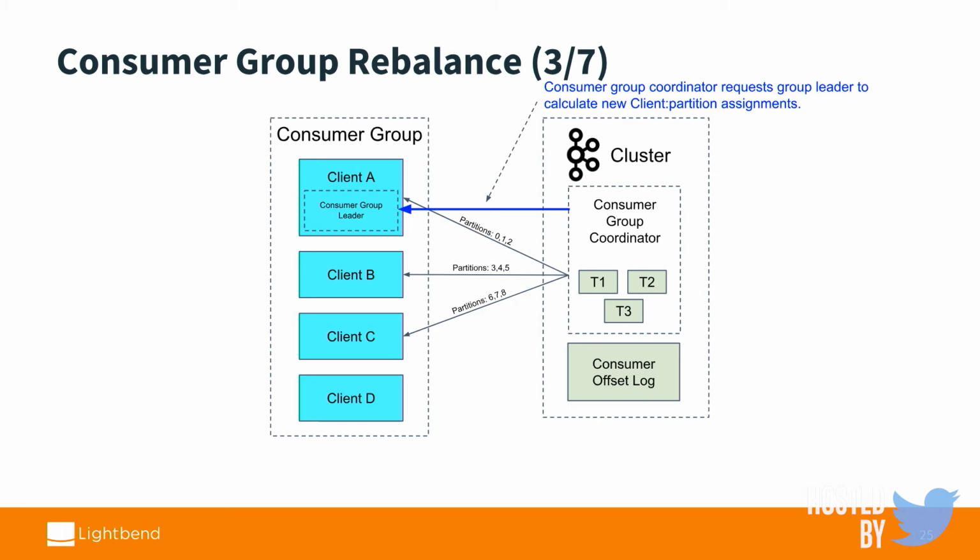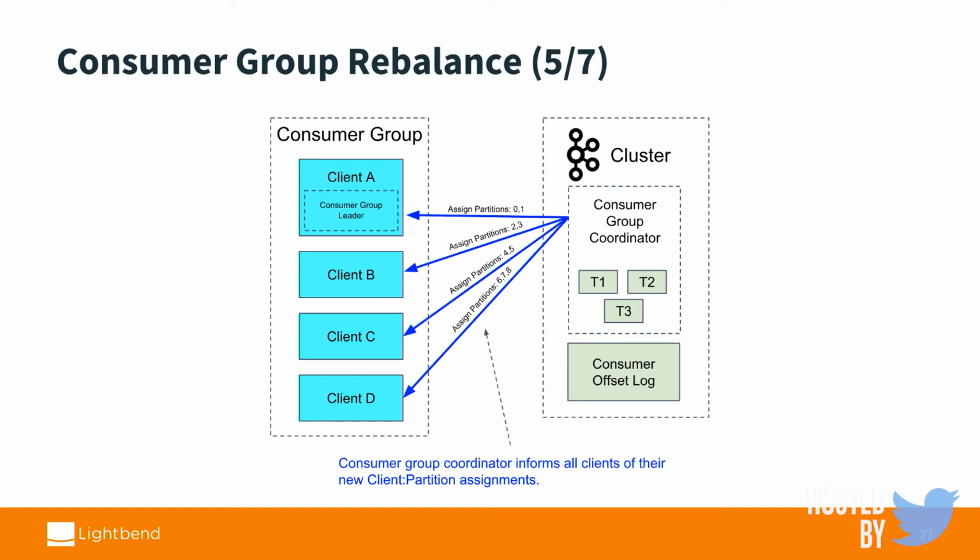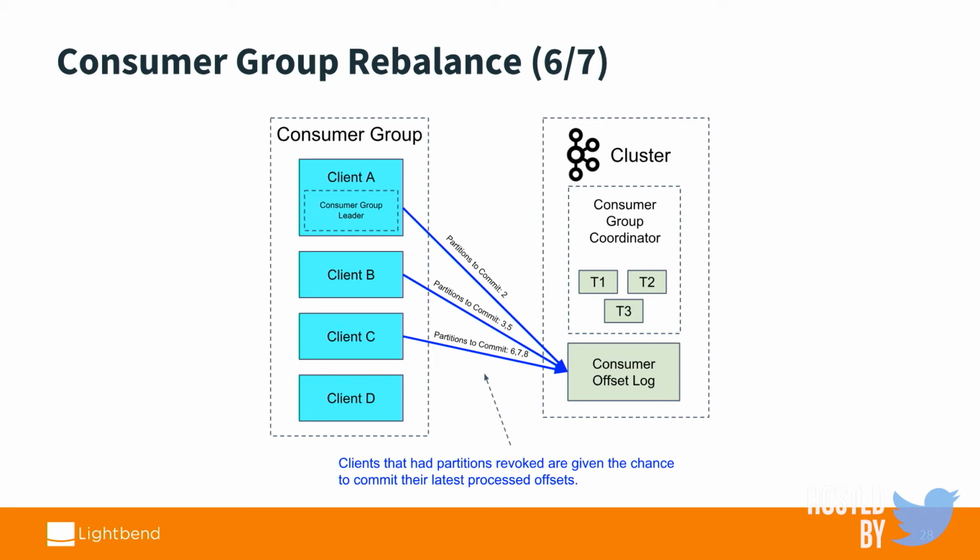So the leader sends a new client-to-partition assignment back to the coordinator, which sends it back out to the clients. But before they start consuming, there's a hook where they have an opportunity to do something with the partitions that they were assigned and the partitions they no longer have that have been revoked and rebalanced to another client. A common thing they do is commit the offsets they have for those revoked partitions. For the messages they have in flight that they're processing, oftentimes you want to finish processing them and then commit them to the offset log within Kafka.